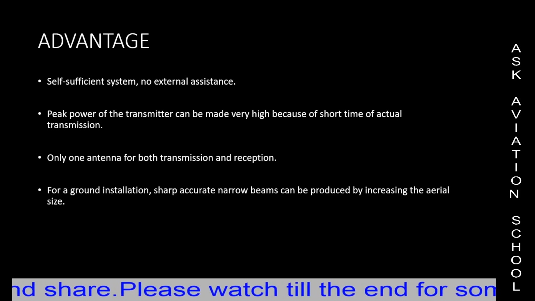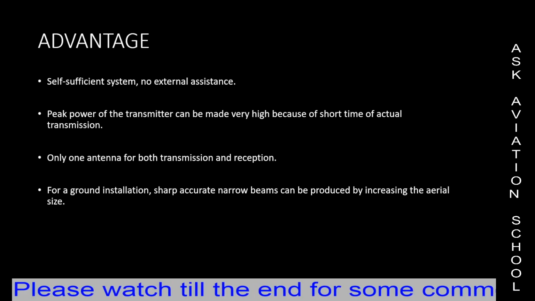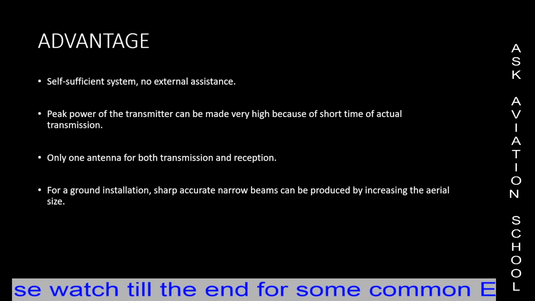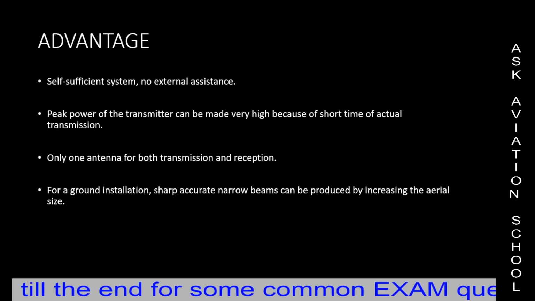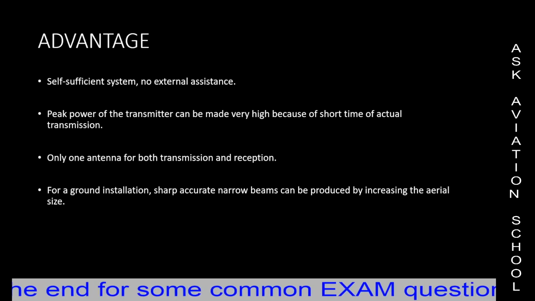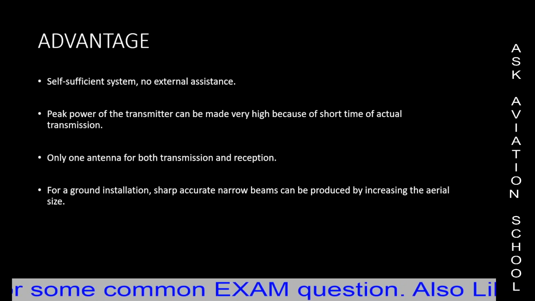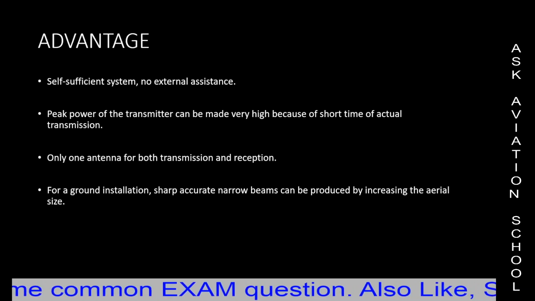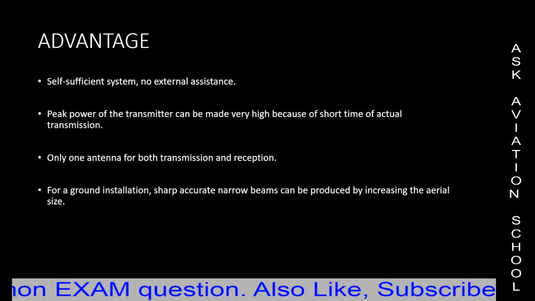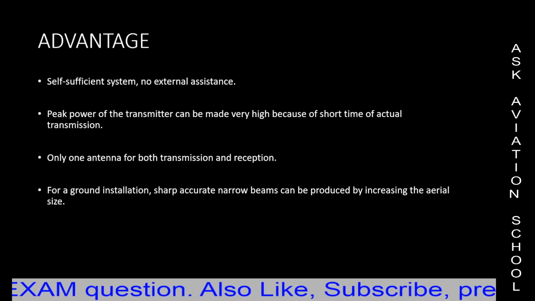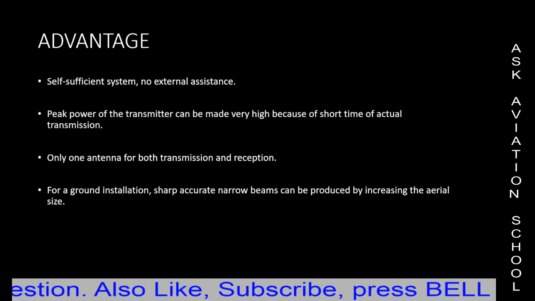The advantage of using the primary radar is that it is self-sufficient. There is no cooperation required from the target. The peak power can be increased because the actual time of transmission is for a very, very short time, as we see that it is transmitted as a pulse. Only one antenna is used for both transmission and reception, and if it is a ground installation, the beam width can be further narrowed down by using a very large size antenna.